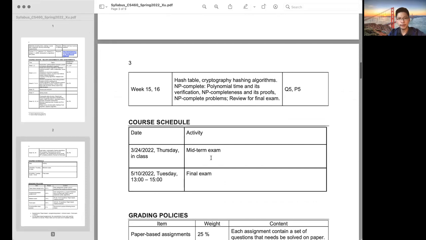And we will have our first midterm exam on March the 24th, right before the spring recess. And our final will be on May the 10th. For the midterm, it'll be shorter. It'll be in class, so it'll be 75 minutes.